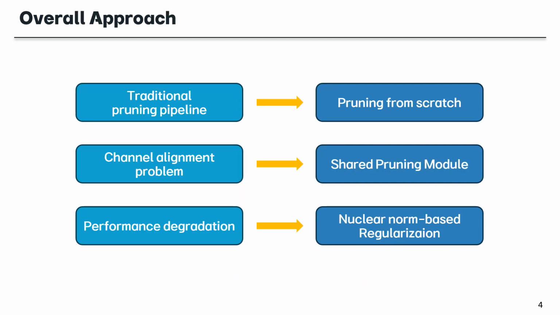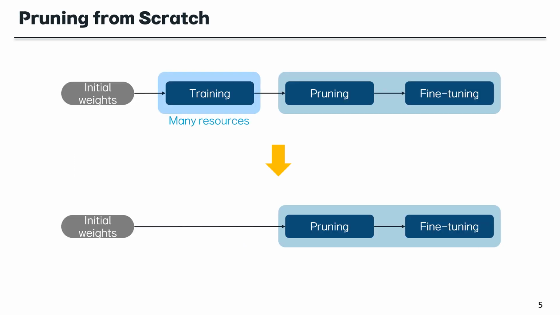To address the aforementioned issues, we introduce our approaches. First, to minimize training resources, we employ a pruning from scratch pipeline. Second, we propose a shared pruning module to solve the channel alignment problem automatically. Lastly, we introduce nuclear norm-based regularization to minimize performance degradation during pruning. Now, let's go through them one by one. Instead of using a traditional pruning pipeline, we prune the network from the initial weight to improve overall efficiency.